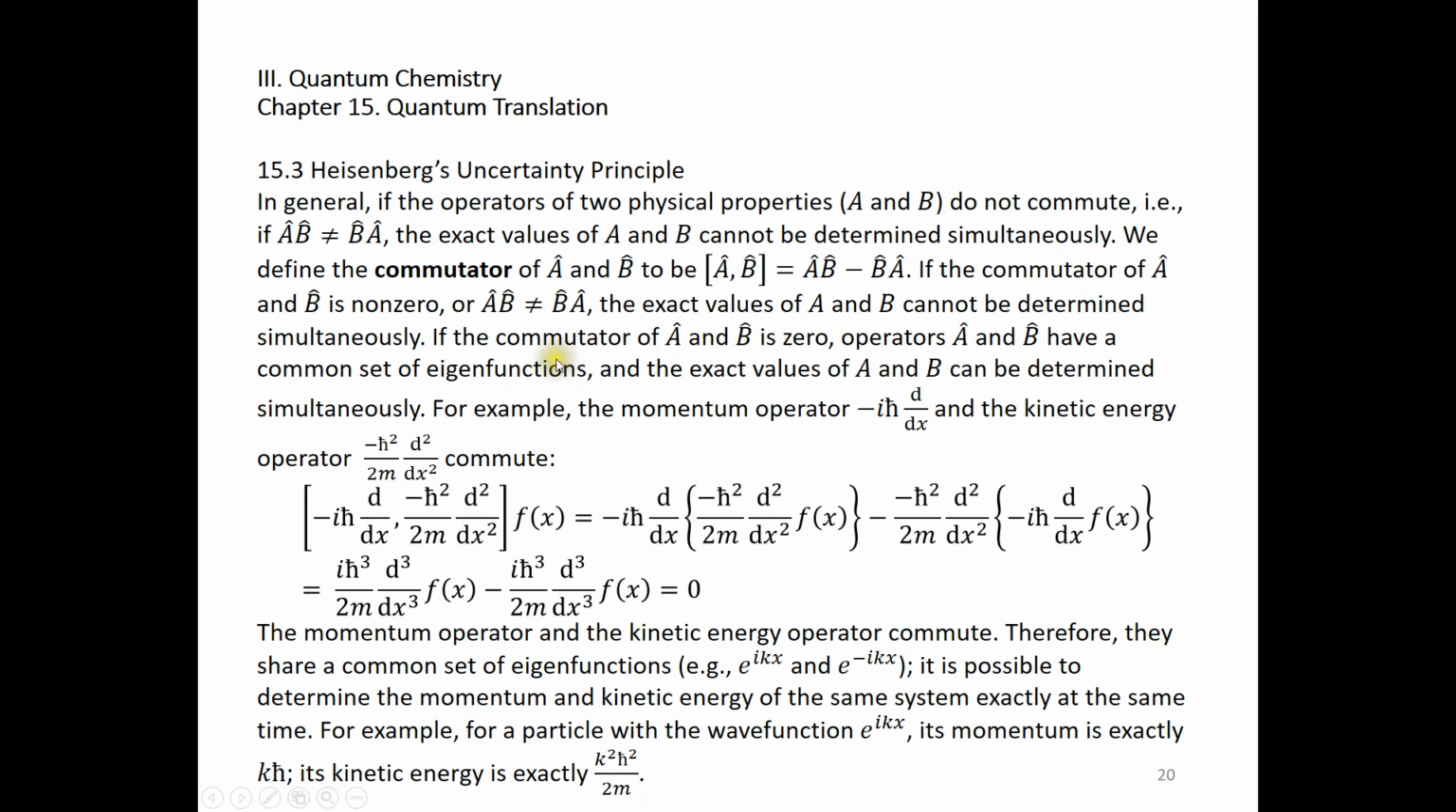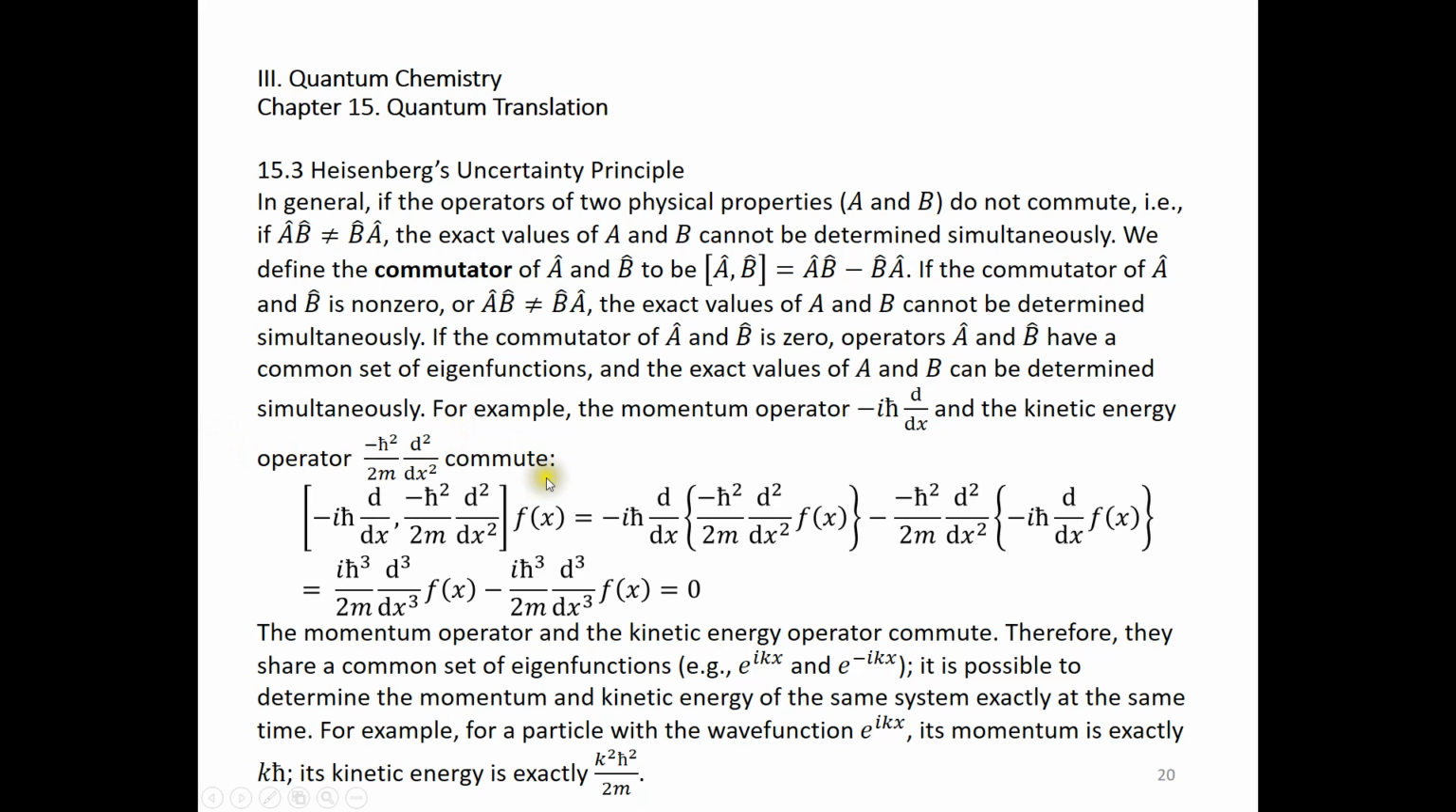But what if the commutator of A and B is 0? Then that means these two operators, A and B, share one common set of eigenfunctions. And that means the exact values of A and B can be determined simultaneously. For example, the momentum operator over here and the kinetic energy operator over here, they do commute. So it's possible for us to determine the momentum and kinetic energy of the same system.